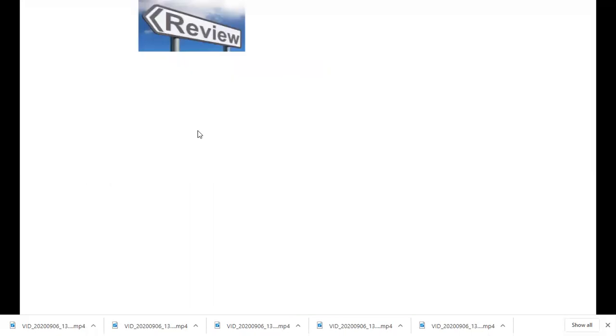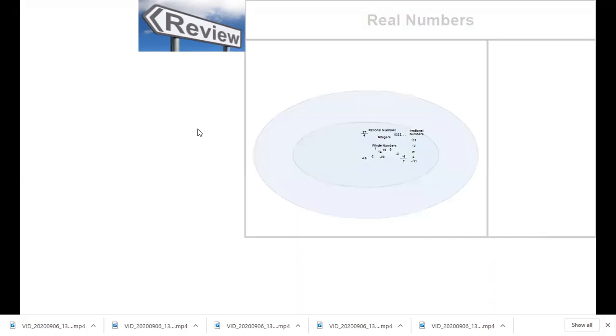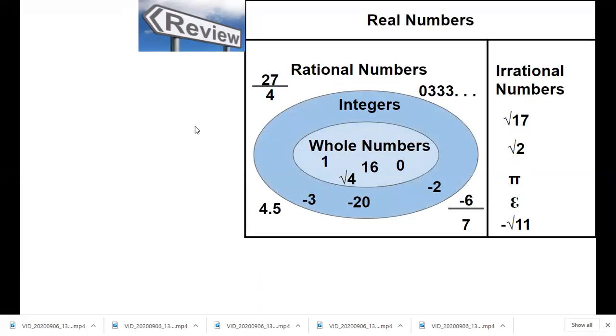Okay, let's do some review work. So here's our chart about real numbers. Remember that real numbers consist of rational numbers and irrational numbers. Rational numbers have several subsets. Within the rational numbers category are integers and whole numbers. And then the irrational numbers do not have a subset. And then there are also the imaginary numbers, but they are outside of real numbers. They are not real, so they're imaginary.